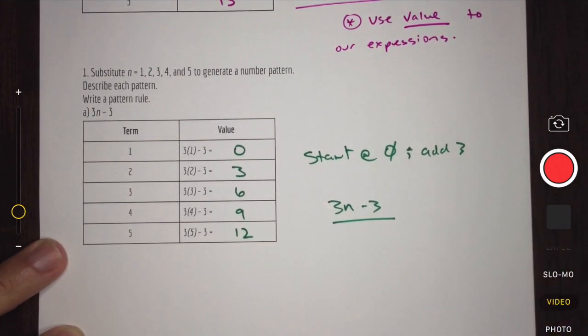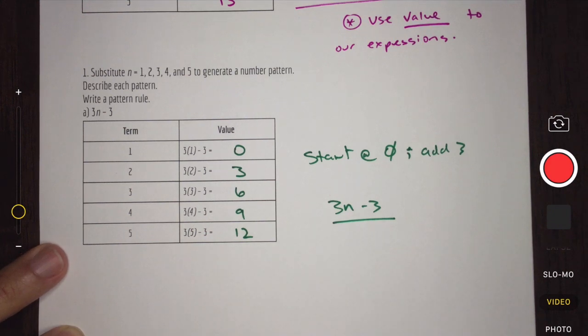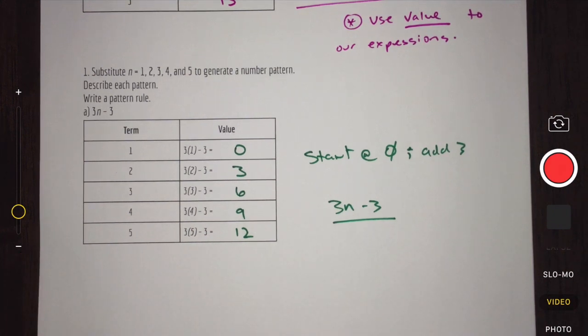minus 3. Now that's going to come in handy after, because when we start to have to generate our own expressions, we can start to look for, again, patterns and use our patterns to help us generate that. Take a second and try the examples on the next page on your own.